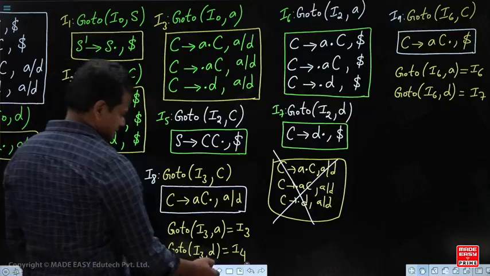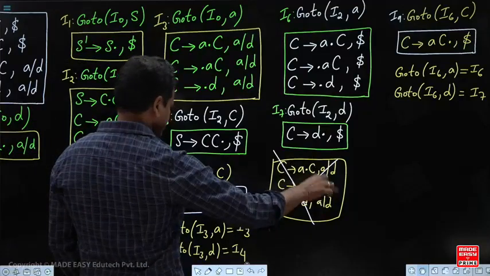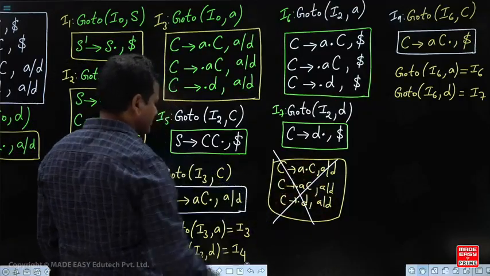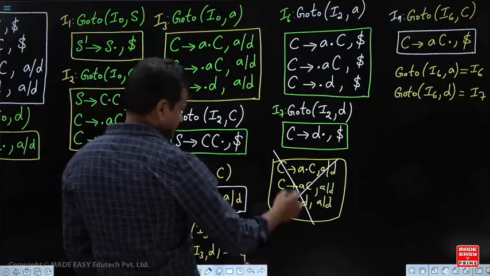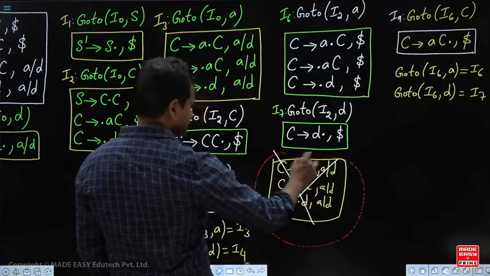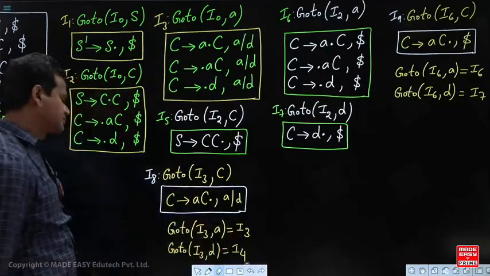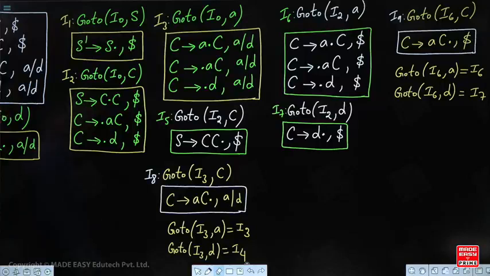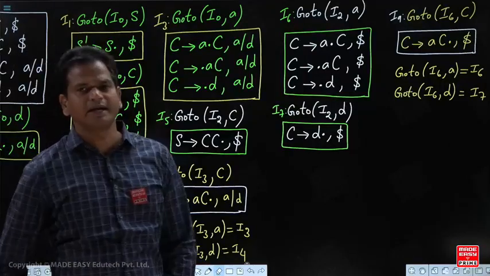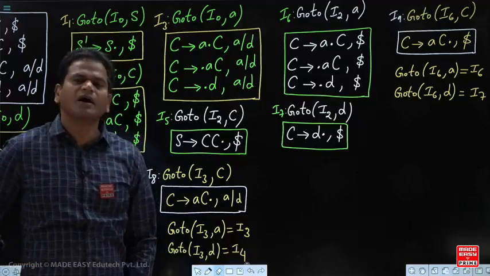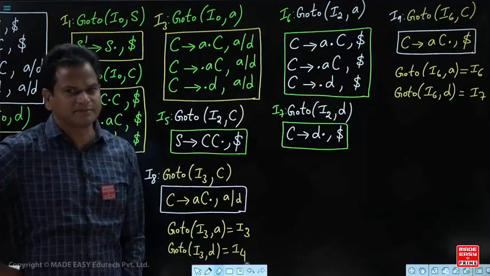Okay, this is I3 comma A. I3 comma A is the same, so that's the reason I3 comma A is I3. Okay, so based on the LR(1) items, we construct the parsing table. How to construct the parsing table?